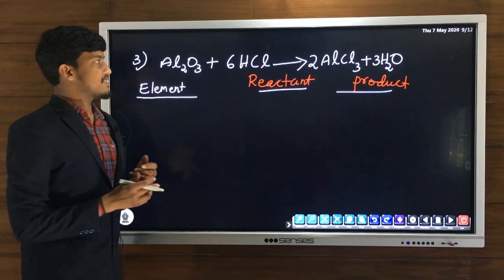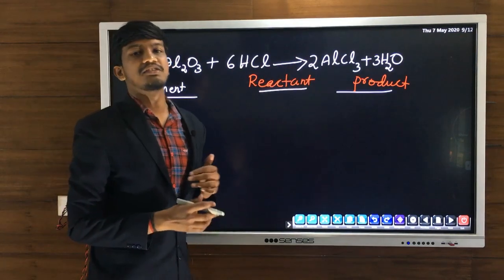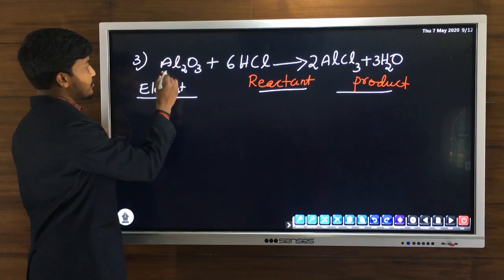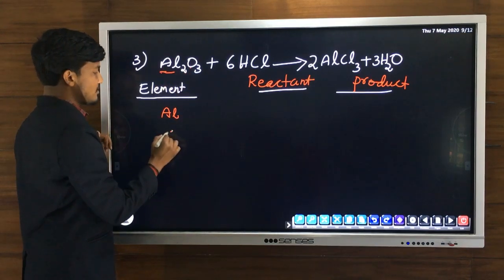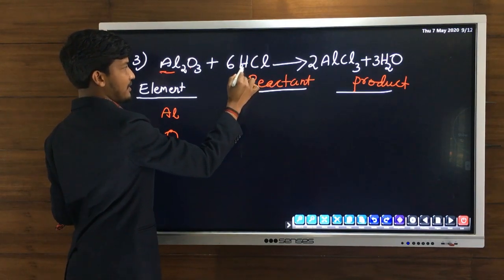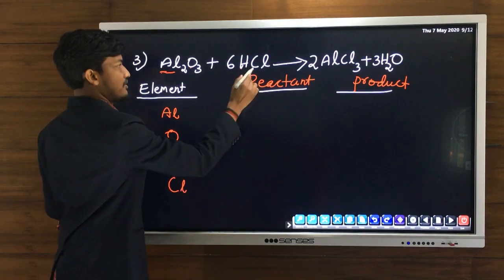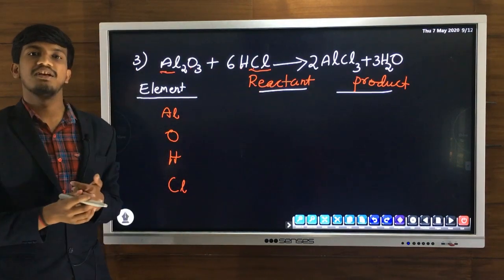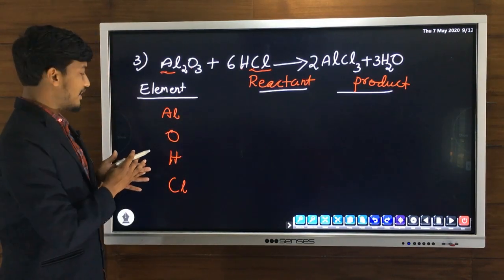Now the next one, third example, Al2O3 plus 6HCl gives rise to 2AlCl3 plus 3H2O. Same steps, first we will find out the different elements. From Al2O3, aluminium oxide, first element we have Al, aluminium, O, oxygen, and from HCl, hydrochloric acid, first one H, hydrogen, next Cl, chlorine. Don't take it as carbon, it is not carbon, it is chlorine, because after C there is L, so it is Cl, chlorine.